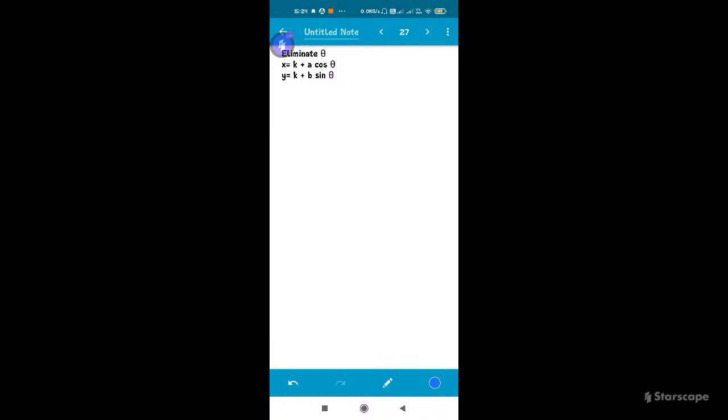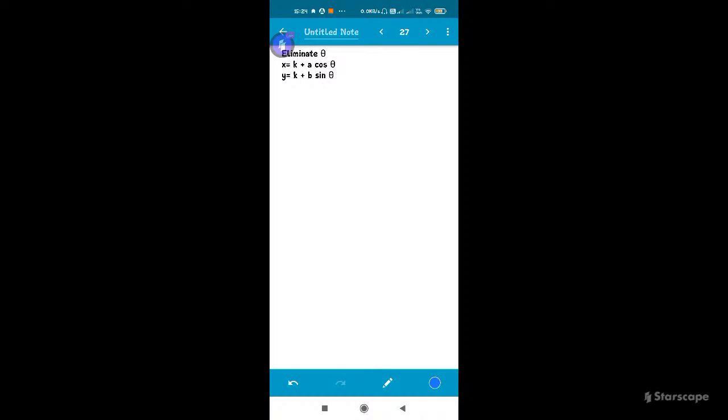Okay, so we have to eliminate theta. In the answer which we will get, there will be no theta. So how do we do this? We have x is equal to k plus a cos theta and y is equal to k plus b sin theta. So we have to remove theta. Whenever such questions come, when you have to remove theta or an angle like a, b, c, whatever, always remember that you have to use the identities, the square relation specially, because from there only we can get a value equal to 1, and as a result the theta part gets removed.